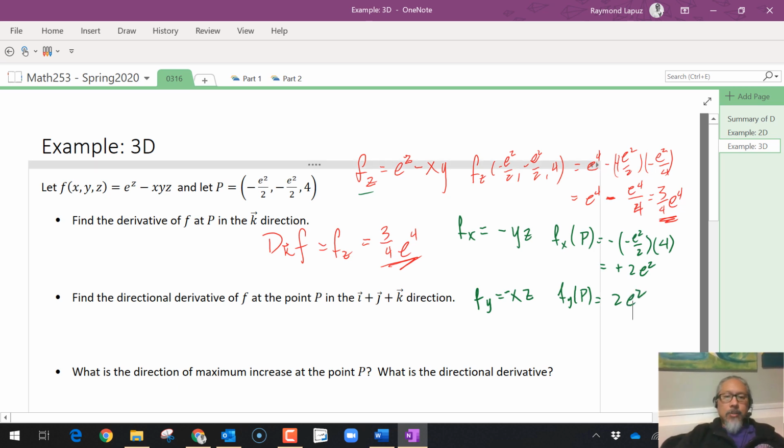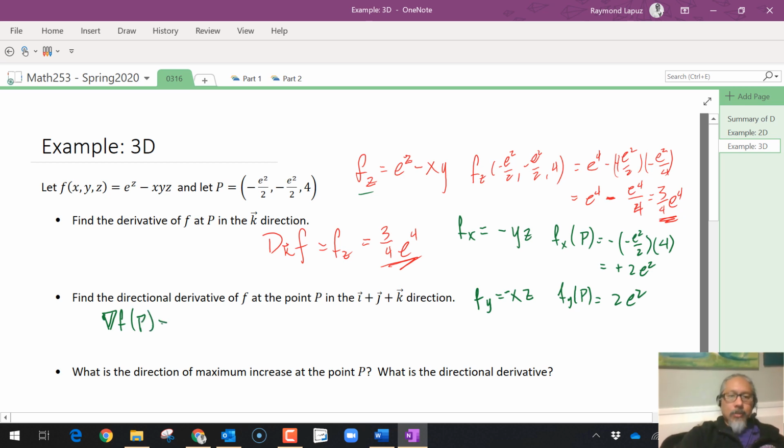Alright, so to find a directional derivative, you need the gradient. So the gradient of f is going to be evaluated at the point P. So let's go ahead and put that point P without writing the point itself. I'll just put the symbol P here. And that is going to be, with respect to x, 2e squared. With respect to y is also 2e squared. And then with respect to z, we got that to be 3/4 e to the fourth.